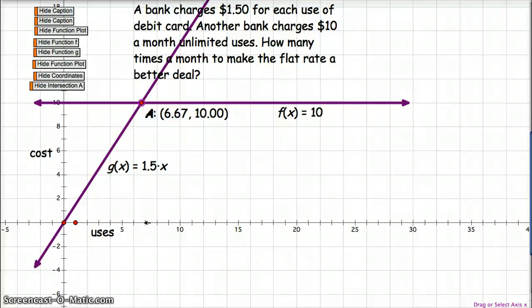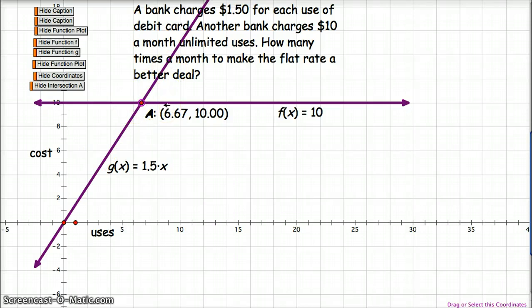But if you use it more than 7 times, then it's going to be cheaper to go ahead and pay the $10 flat rate, because when you pay $1.50 for more than 7, it goes up right here. Okay. Anything less than 7, it's better to use the $1.50 for each use. Anything more than 7, it's better to use the flat rate fee of $10.